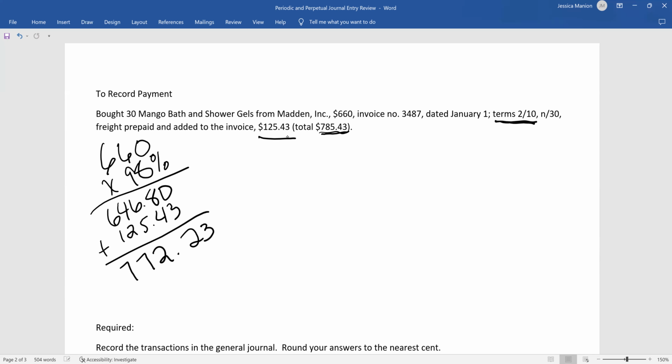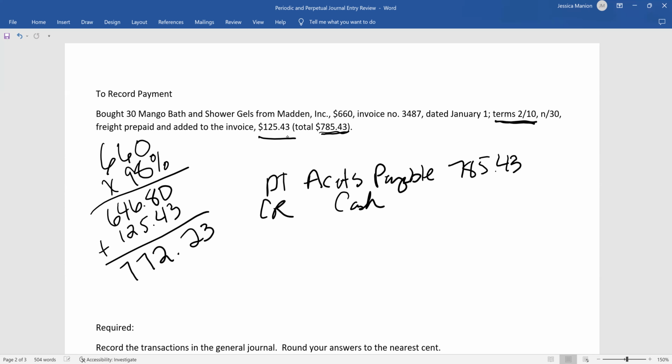$772.23. And so when we pay this, we're going to have a debit to accounts payable for the entire amount we owed, $785.43. We're going to have a credit to cash for the amount of cash we need to pay, $772.23. And then we're going to have a credit to purchase discount.